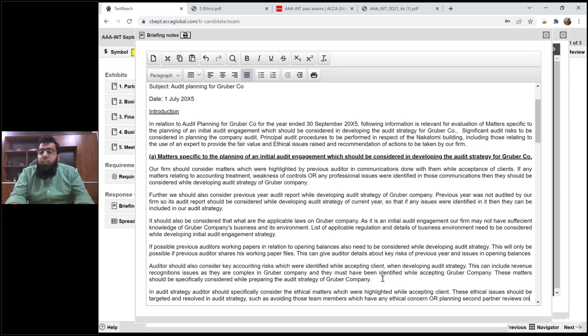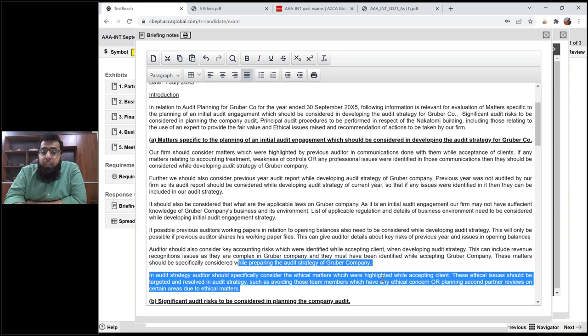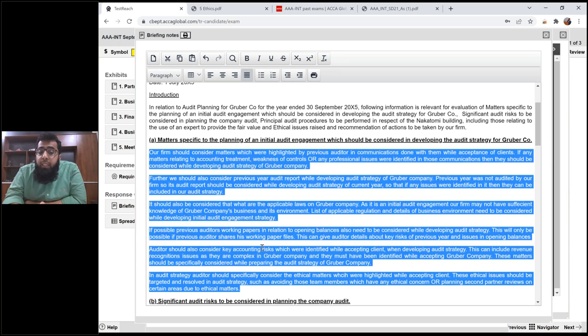Okay, so if you look at my answer, we have to write 6 points as it was of 6 marks. First, we looked at the previous auditor communication. Then we looked at the previous year audit report. Then we looked at the applicable laws. Then we looked at opening balance matter. Then we looked at the key accounting risk and applicable laws. Then we looked at ethical issues.